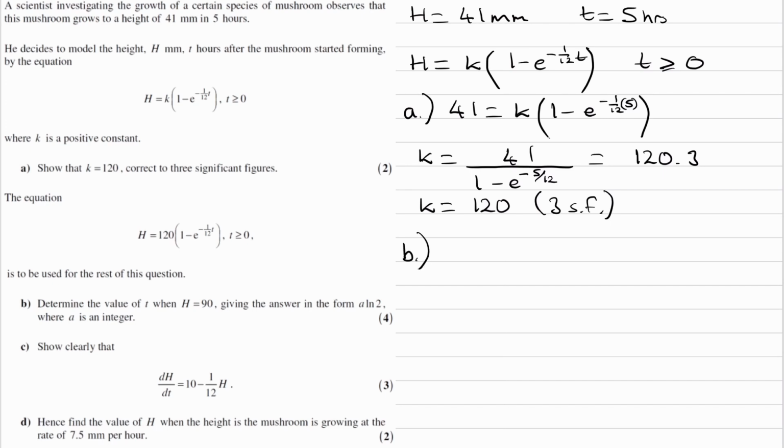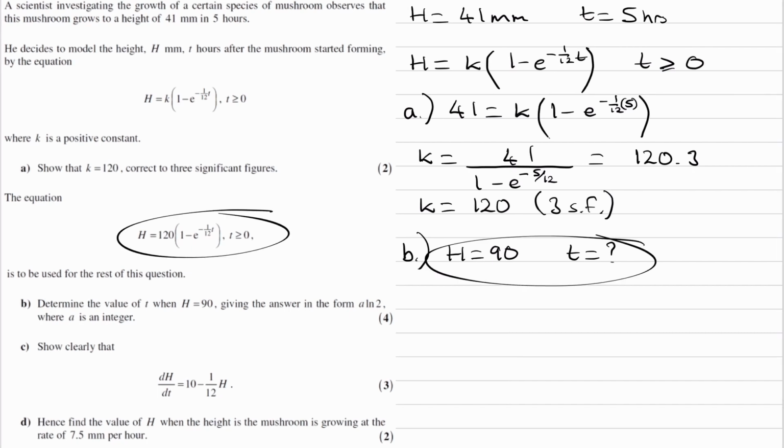Part B. So we're given the equation, h is equal to this. That's to be used for the rest of the question. Okay, and then it says determine the value of t when h is equal to 90. We're going to work out what t is, in the form of a ln 2. So then we're putting this into our equation and rearranging for time.